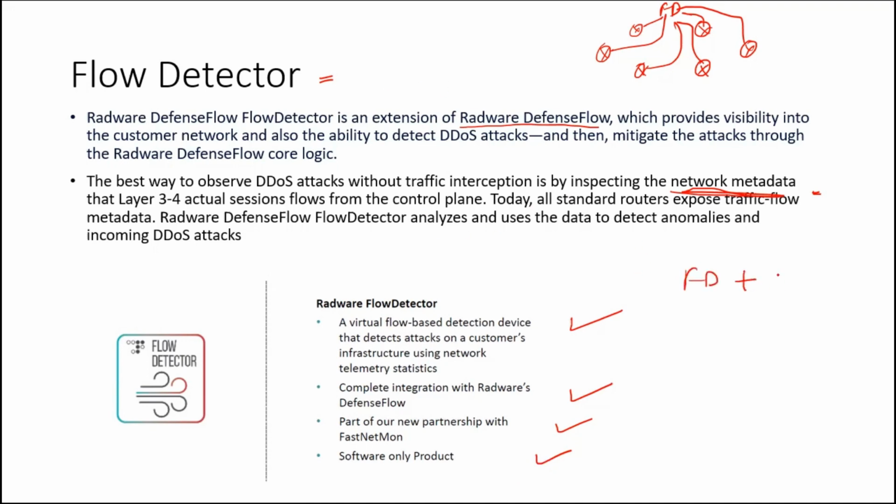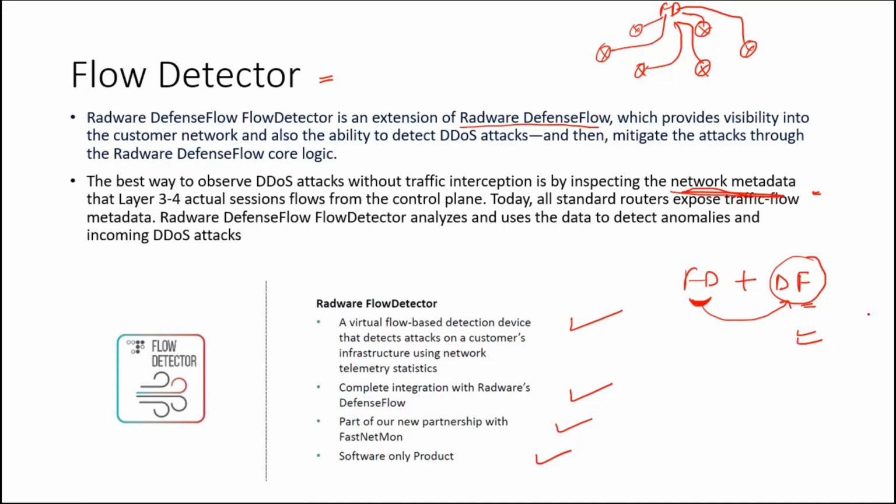So the main question is, whenever we have a flow detector, the flow detector should be integrated with DefenseFlow, okay? Because it's doing nothing but only the collection. And after the collection, it will go to DefenseFlow. And DefenseFlow is basically the device where the traffic is distinguished, whether it is dirty traffic or clean traffic. How? By inspecting the network metadata, as I just told you.